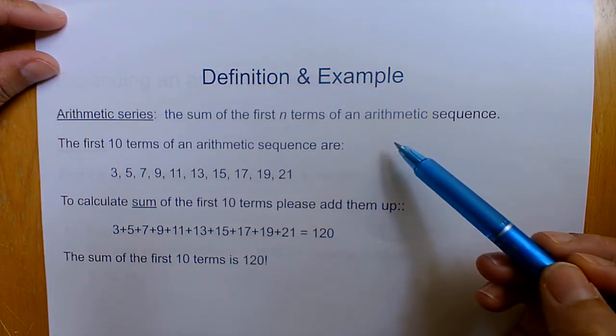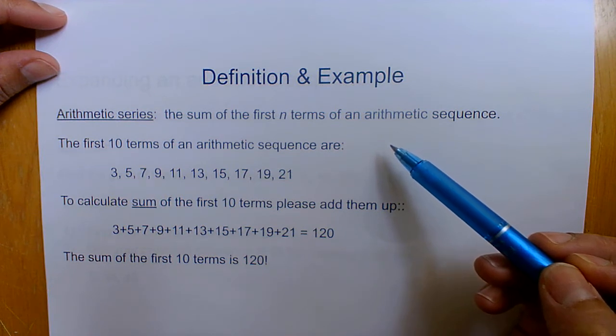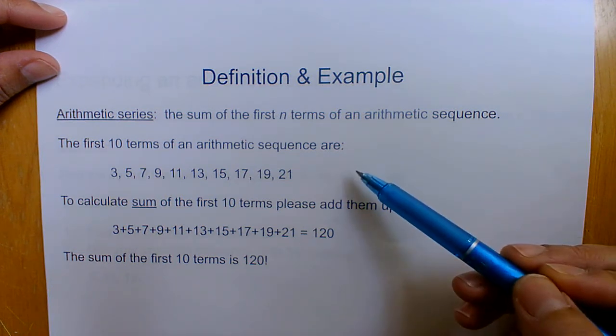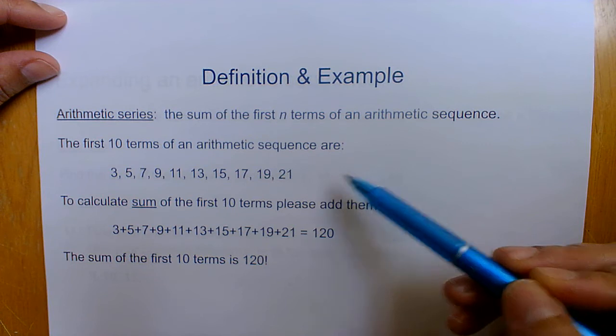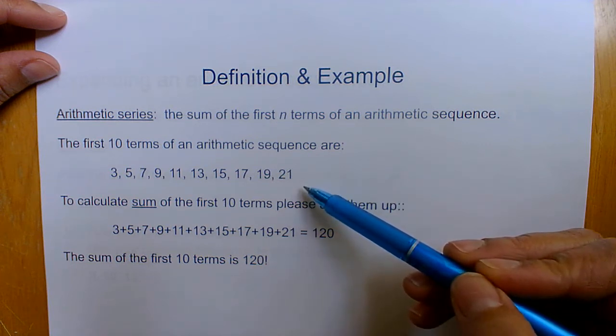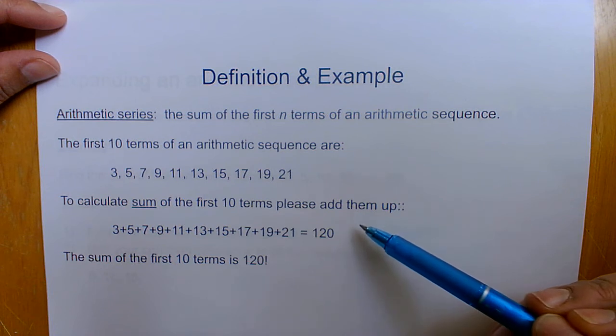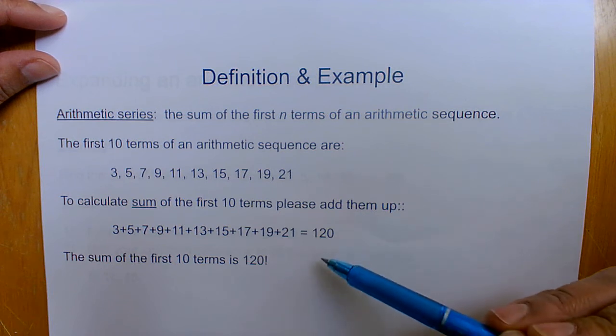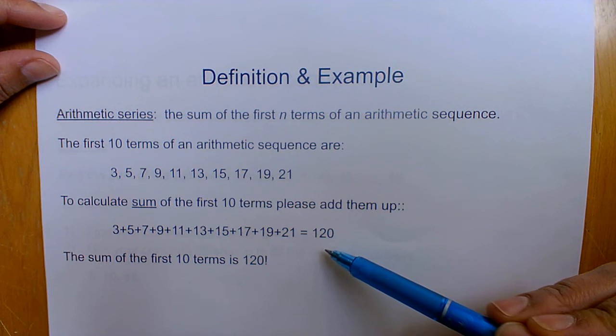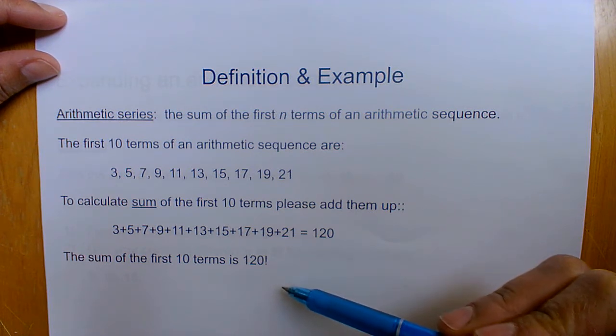An arithmetic series is the sum of the first n terms of an arithmetic sequence. The first 10 terms of an arithmetic sequence are, so here's our example that we just saw before. To calculate the sum of the first 10 terms, please add them up. When we add them up, we get 120. Therefore, the sum of the first 10 terms is 120, our first arithmetic series.